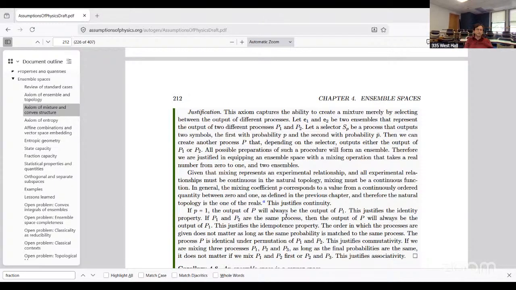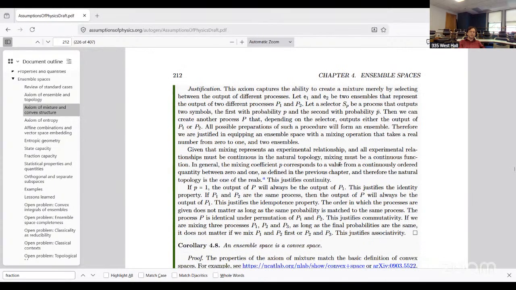Okay, so that's the first thing. Given that mixing represents an experimental relationship, and all experimental relationships must be continuous in the natural topology, which is a result that I have there, mixing must be a continuous functional. In general, the mixing coefficient P corresponds to a value from a continuously ordered quantity between 0 and 1, as defined in the previous chapter, and therefore the natural topology is the one of the reals, and this justifies continuity.